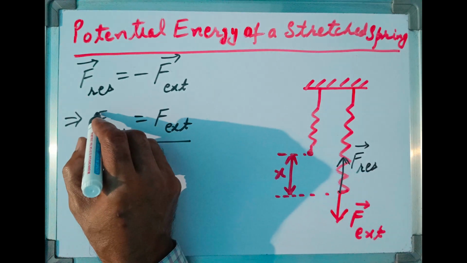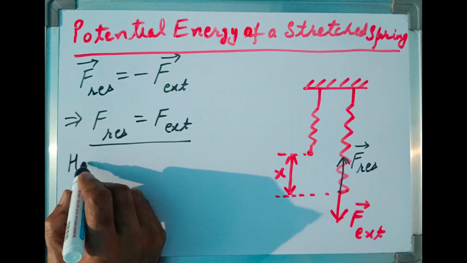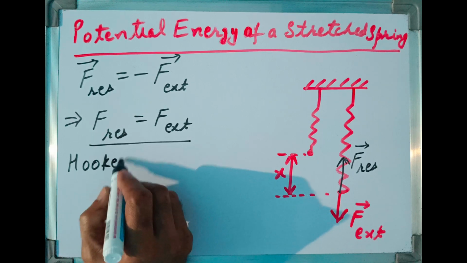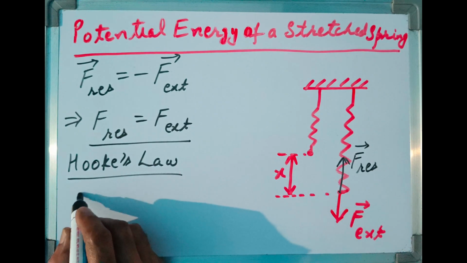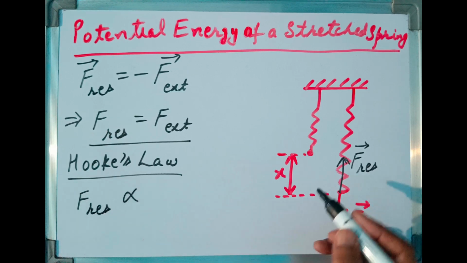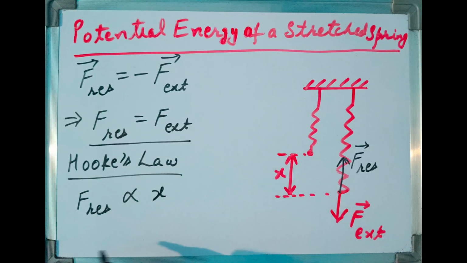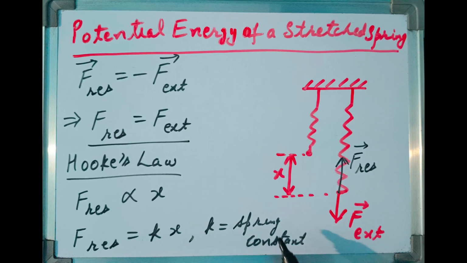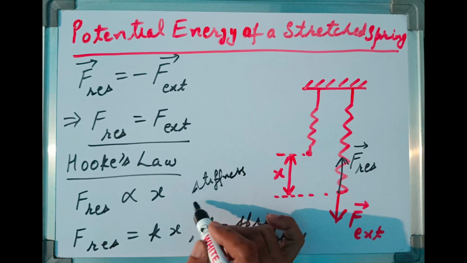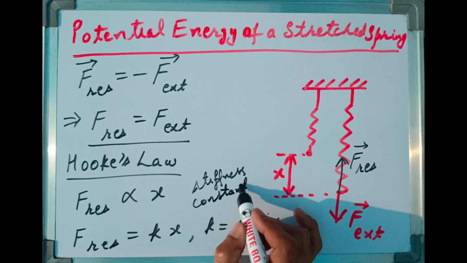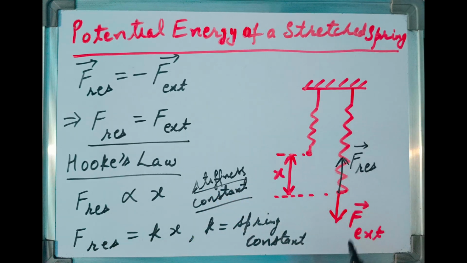Now how to find potential energy? For that purpose, I will have to consider a law known as Hooke's law. Hooke's law says the magnitude of restoring force is directly proportional to extension in the spring, that is x, and this proportionality is changed into equality by introducing a constant k. This constant of proportionality k is called spring constant or stiffness constant of the spring. Sometimes we call it stiffness constant. And the value of this constant depends on the material of which the spring is made.